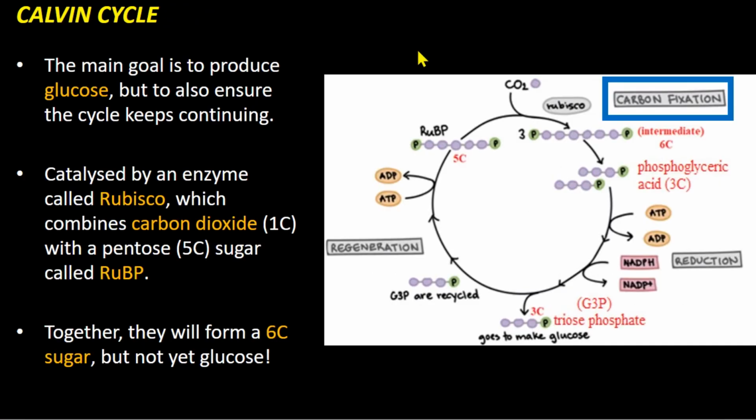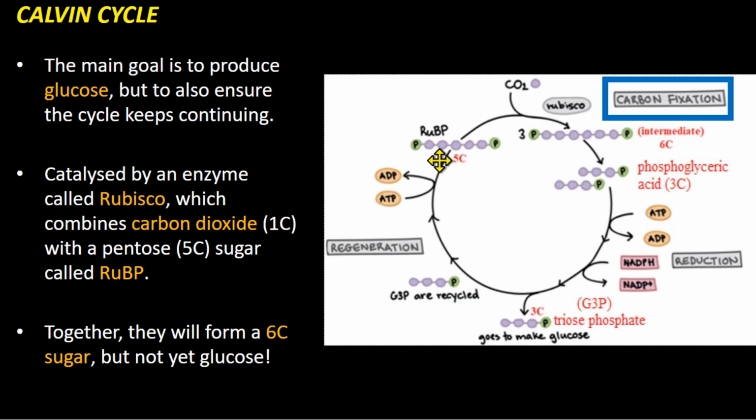So here we have the Calvin cycle. It looks quite complex, but remember the main goal here is to produce glucose, which is a 6-carbon sugar. But not just to produce glucose, but also to ensure that the cycle keeps continuing. So first of all, we're going to start with this 5-carbon sugar called RuBP. This is called ribulose bisphosphate.